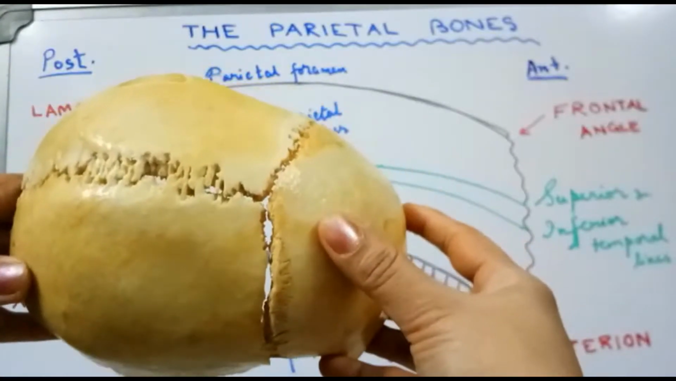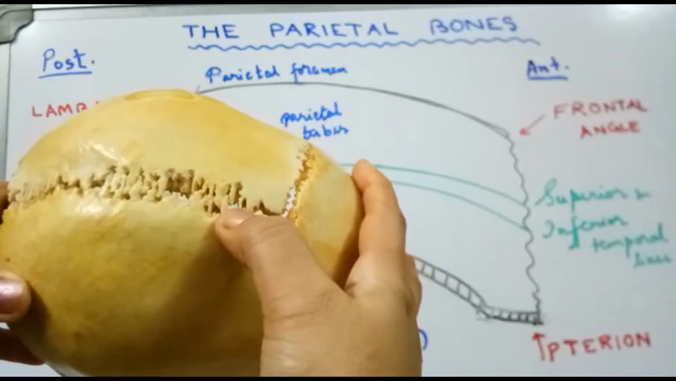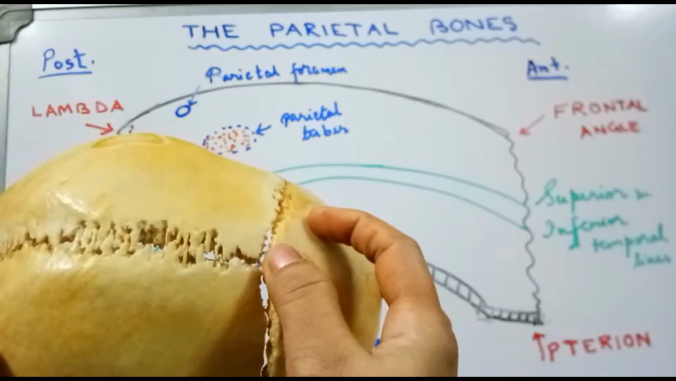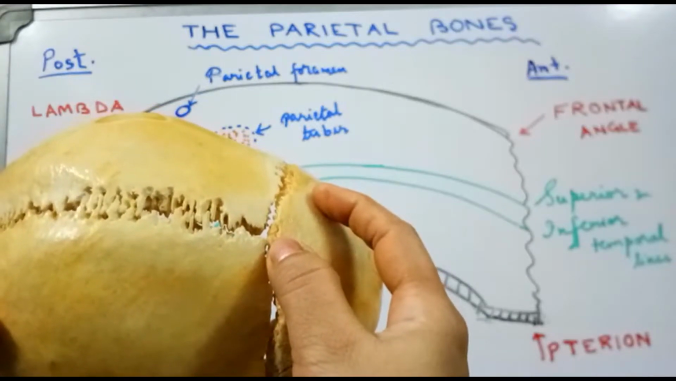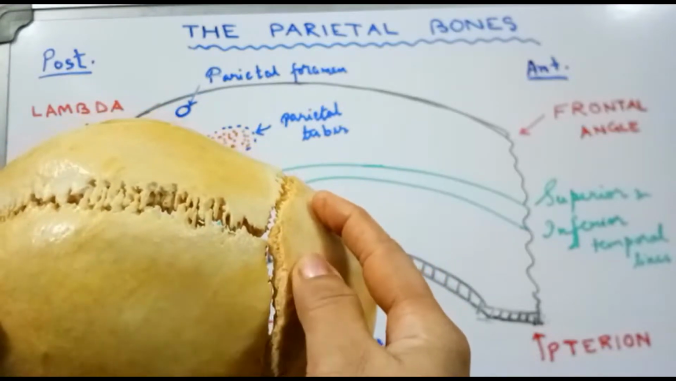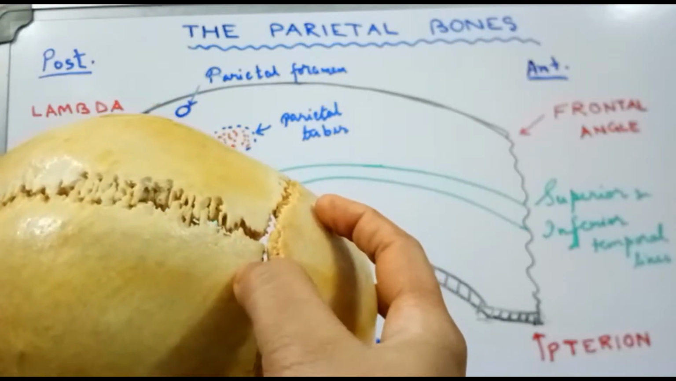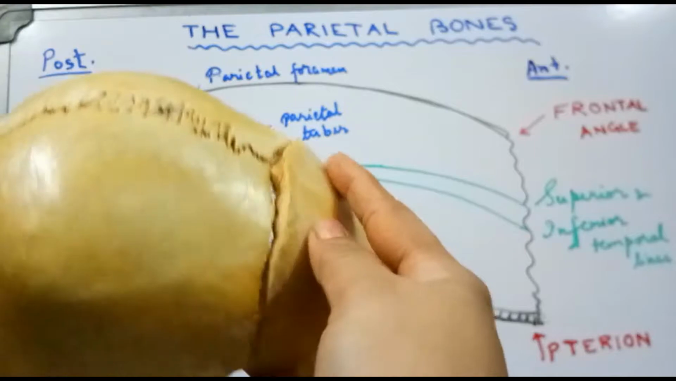Like this. So the meeting point of the sagittal suture with this coronal suture, you all know this region is the bregma. So this angle is known as the antero-superior angle. This is also known as the frontal angle.